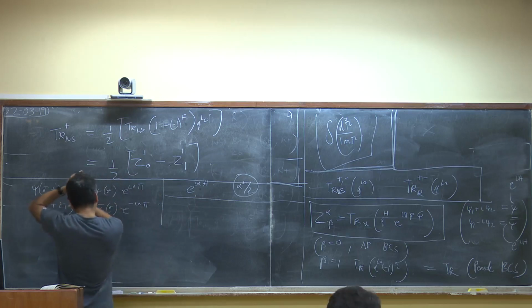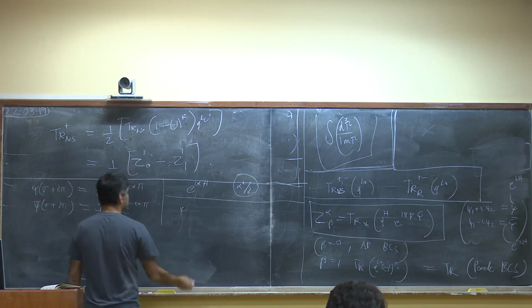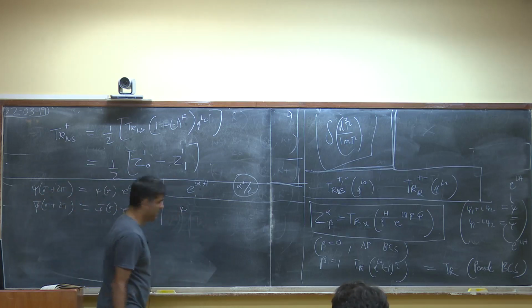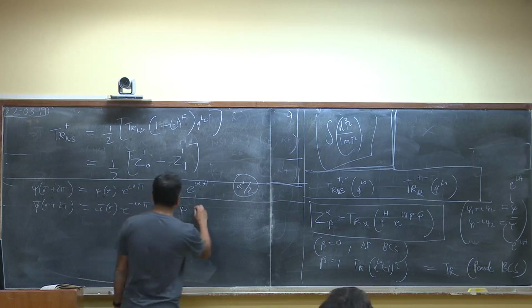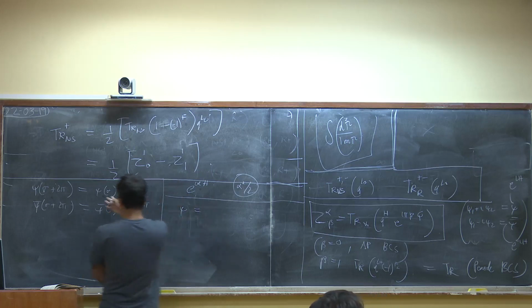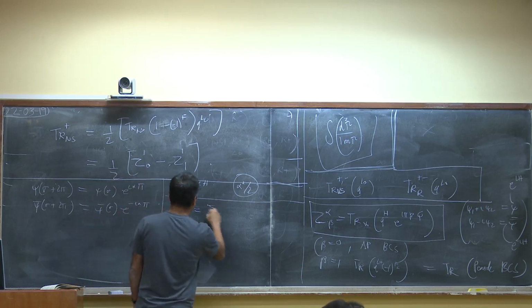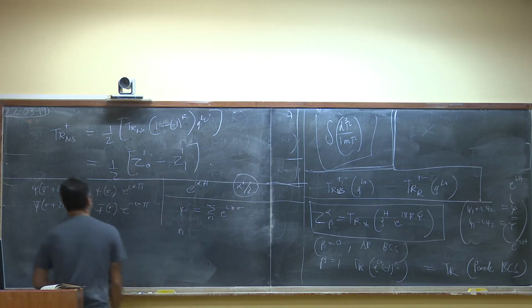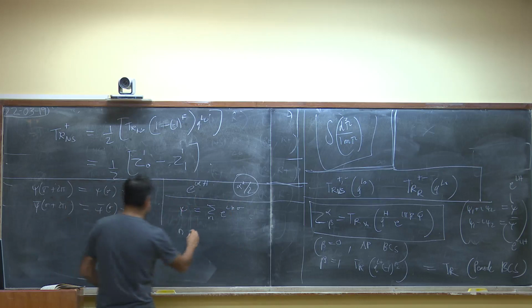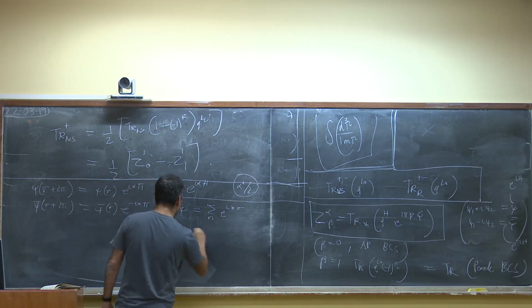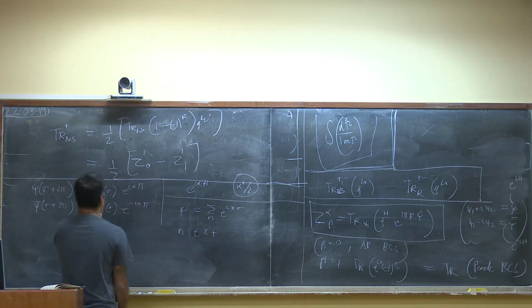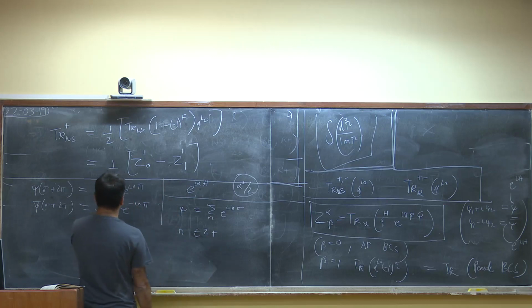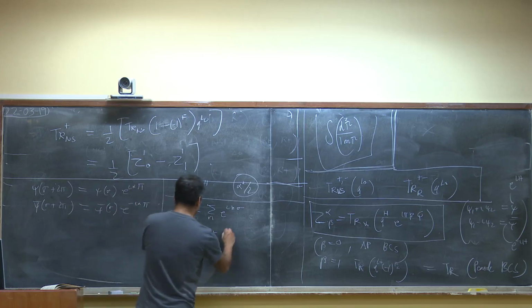So what's the moding of this guy? You want to see it on the cylinder? Yes, on the cylinder. Suppose we were on the cylinder. Psi is equal to sum over n of e to the power i n sigma, where n belongs to what? n belongs to Z plus alpha by 2, alpha by 2.